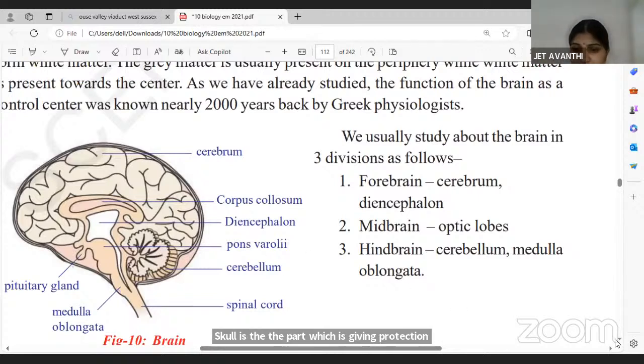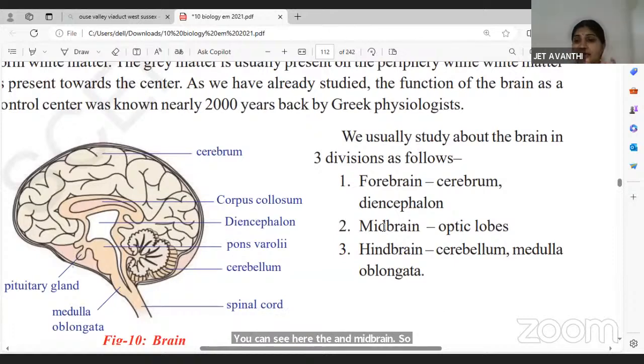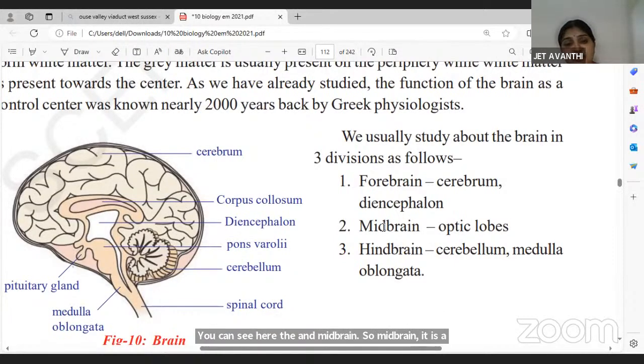You can see here the midbrain. The midbrain acts as a relay station between the forebrain and the hindbrain. Whatever information comes from the forebrain will be passed to the hindbrain through the midbrain. So it acts as a relay station, and mostly it is carrying the sensory impulses from the cerebrum, that is from the forebrain, to the hindbrain and then to the spinal cord through the medulla oblongata.